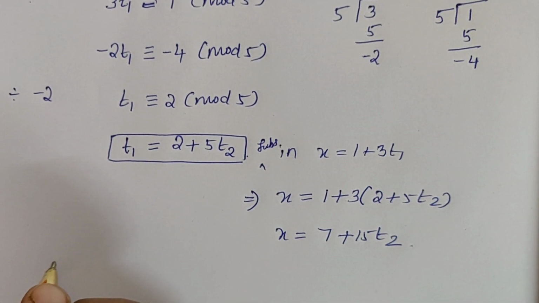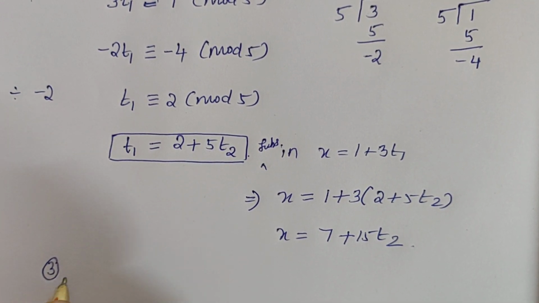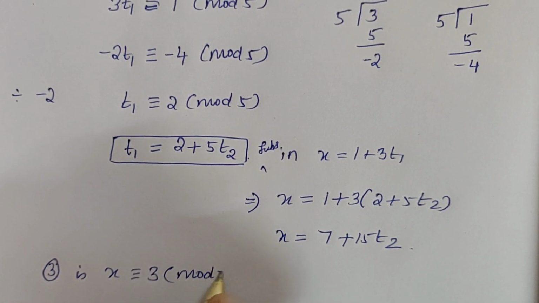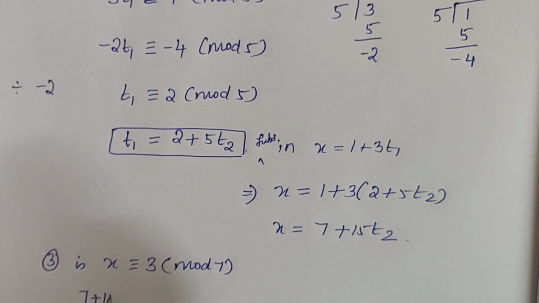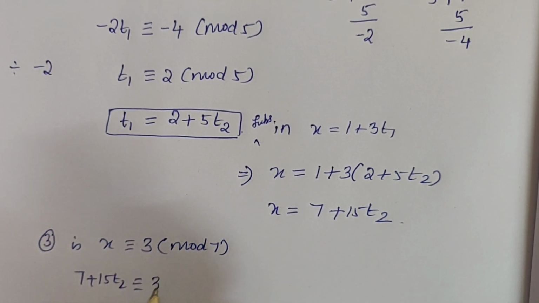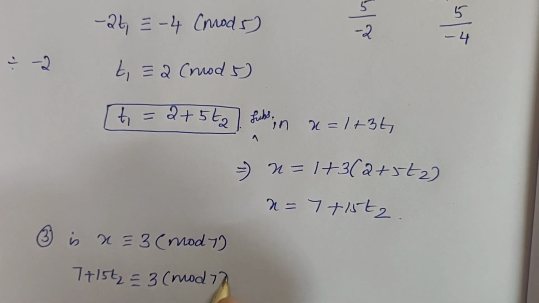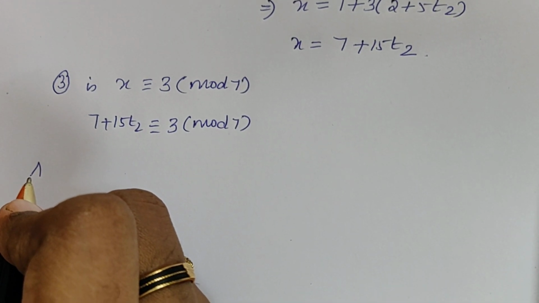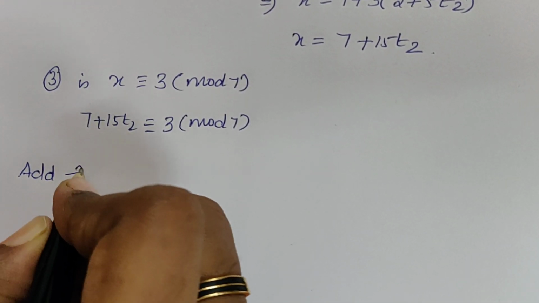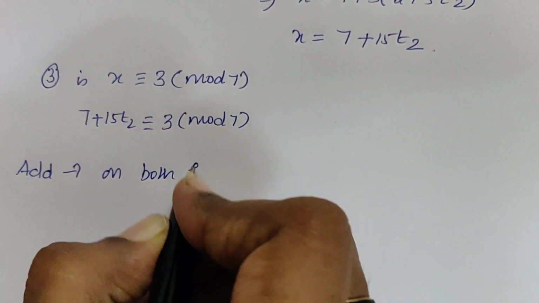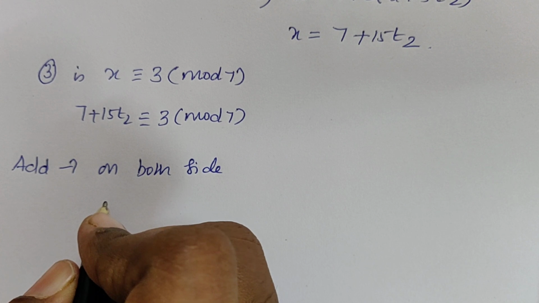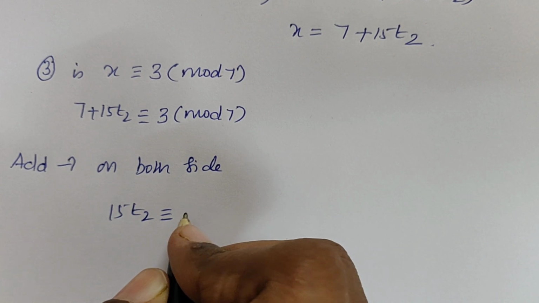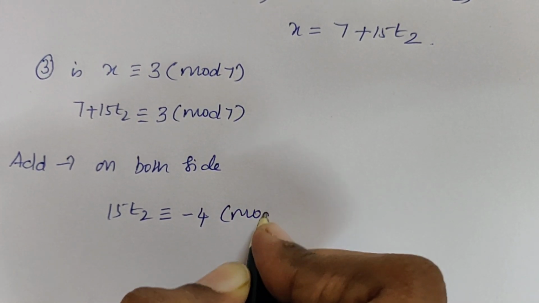Now I substitute this value in equation number 3. Equation 3 is x is congruent to 3 mod 7. Now I substitute this x value, 7 plus 15t2, here. On the right side I get the same answer, that is 3 mod 7. Add minus 7 on both sides, then minus 7 plus 7 equals 0. So 15t2 is congruent to 3 minus 7, the answer is minus 4 mod 7.